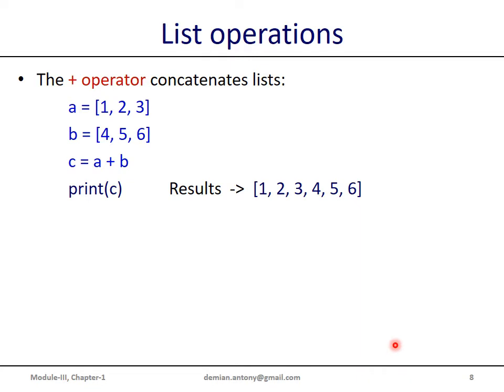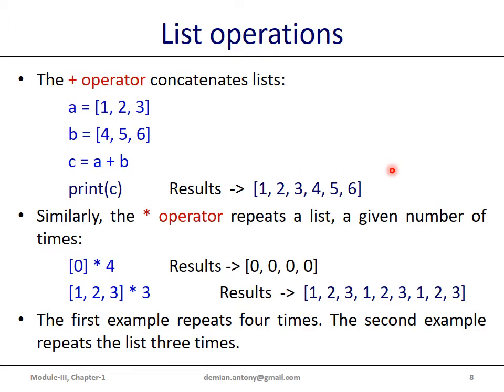List operations. We can use the plus operator to concatenate two lists and generate a new list. For example, if we have A with 3 elements, B with 3 more elements, and we write C equal to A plus B, it creates a list with 6 elements.